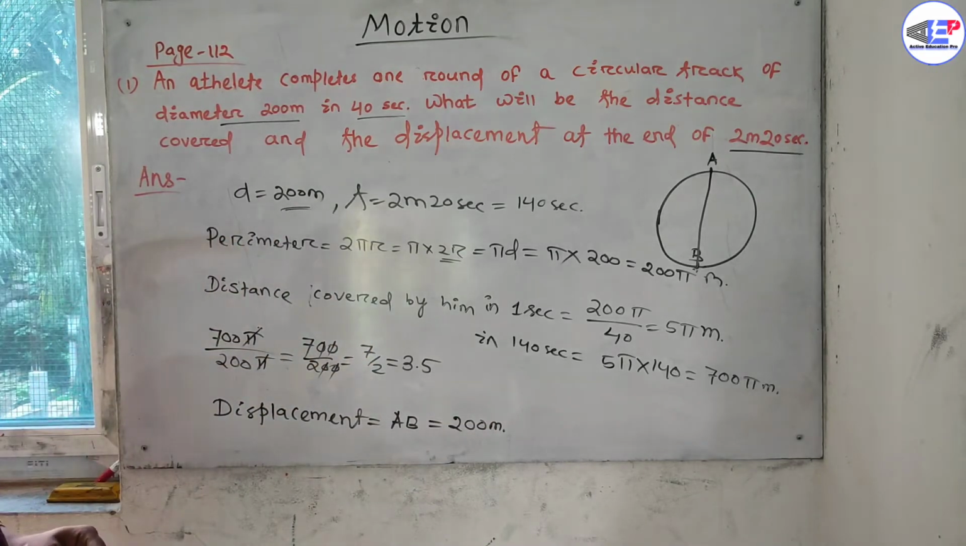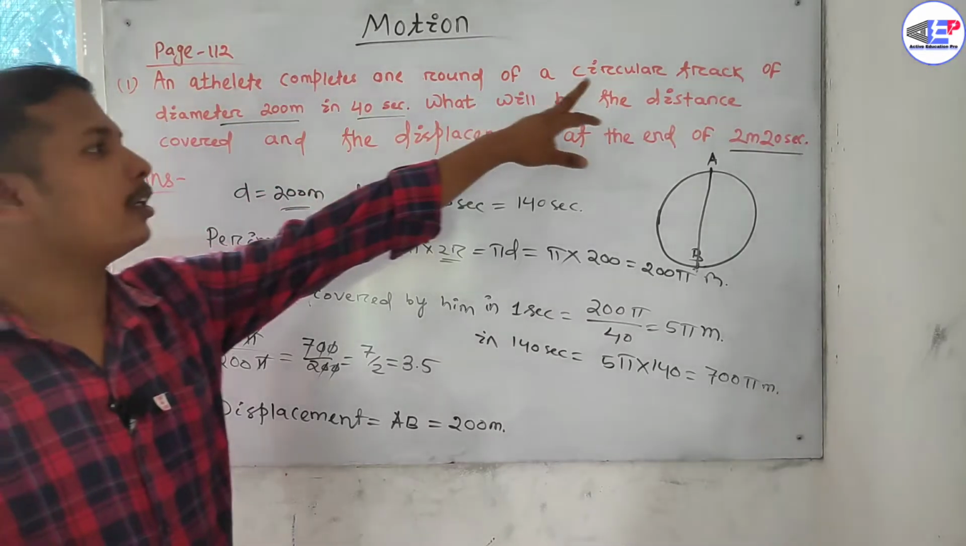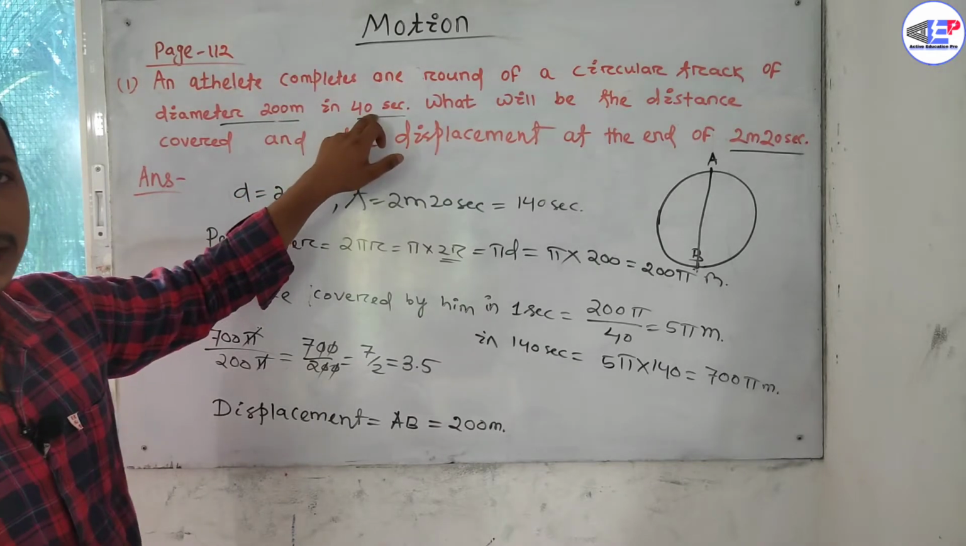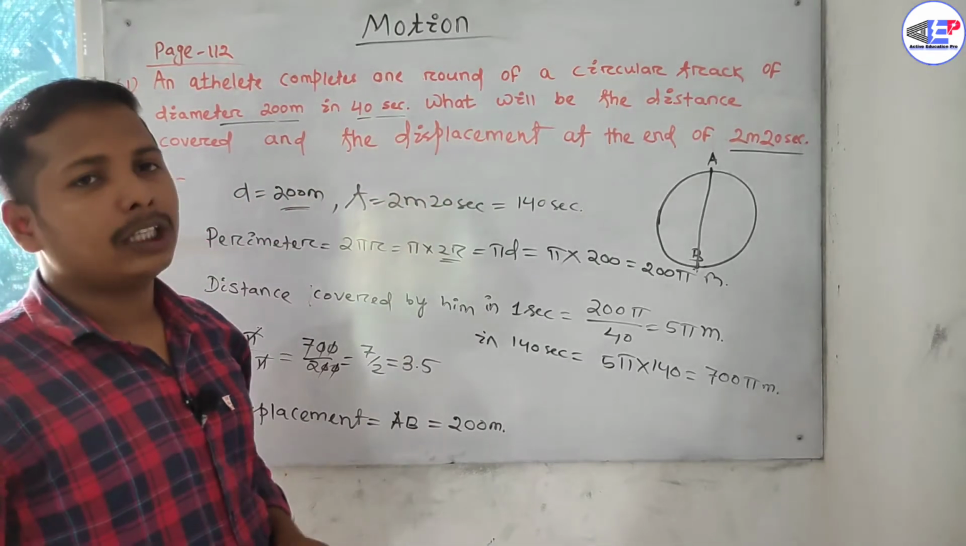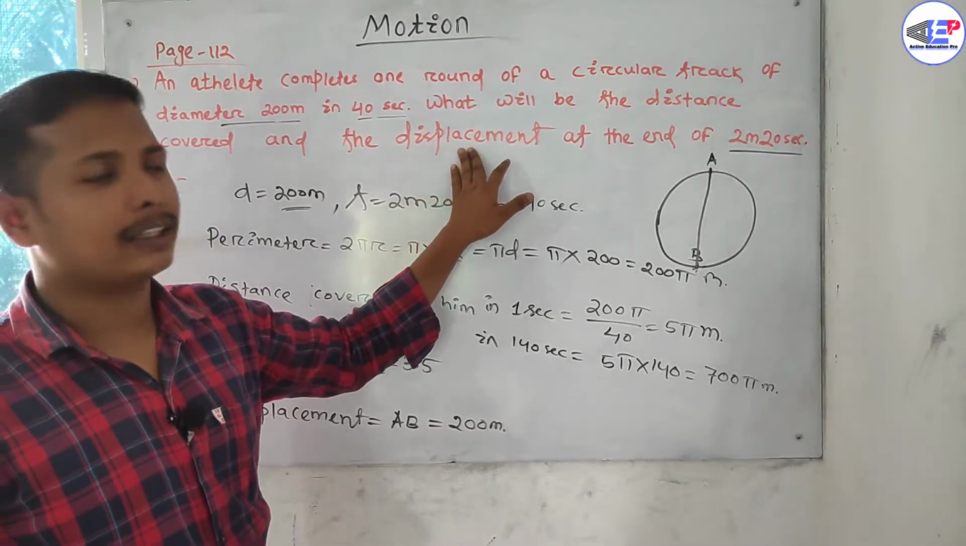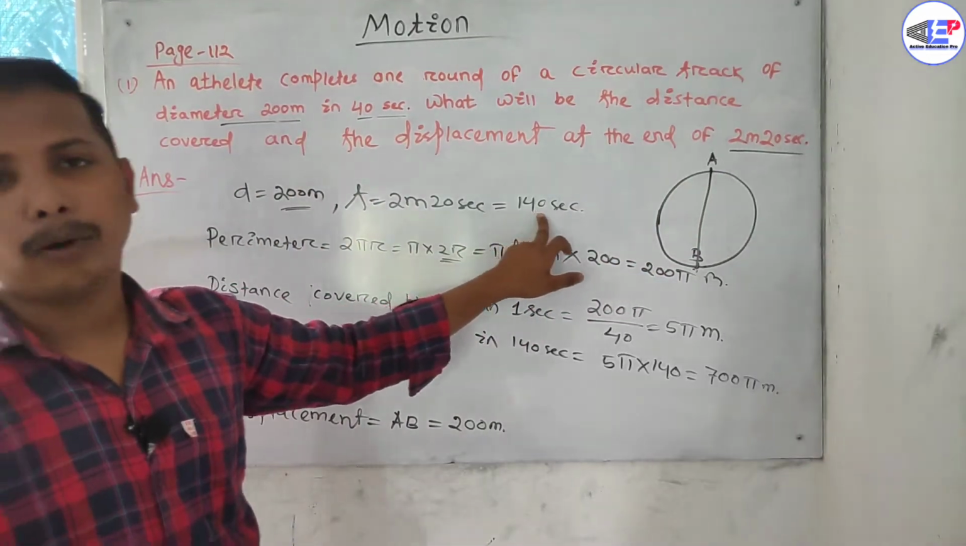I am repeating here. The question is given that an athlete completes one round of a circular track of diameter 200 meter in 40 seconds. We have to find out the distance and displacement covered by the athlete at the end of 2 minutes 20 seconds, that is in 140 seconds.